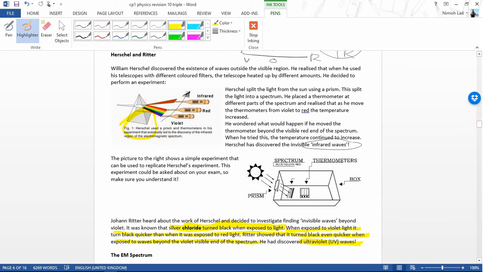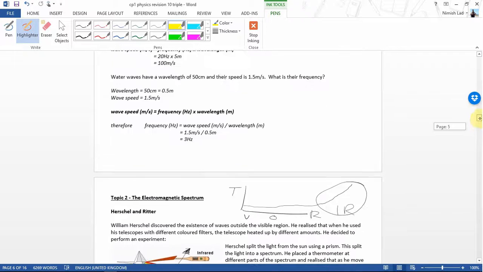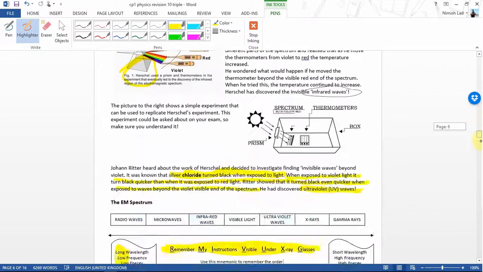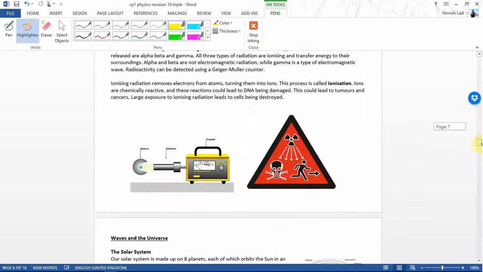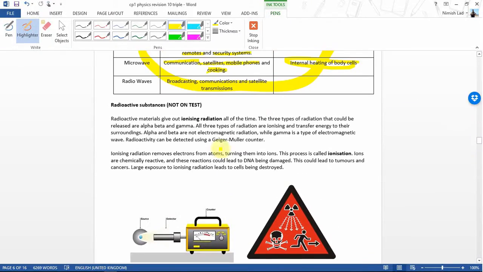Cool, and that's everything you need to know about the second topic for your census point. So that's all the bits on the electromagnetic spectrum. You don't need to know the section on radioactive substances for your census point, although it can be on your actual tests at the end of year 11.